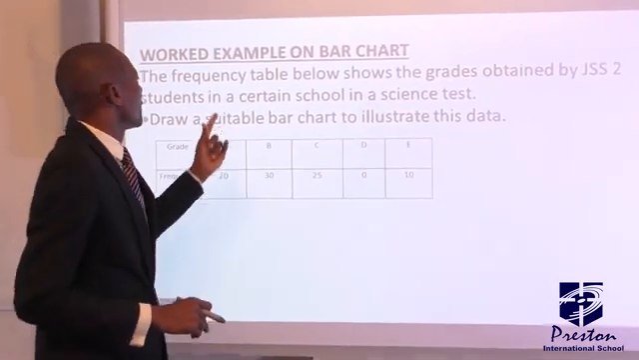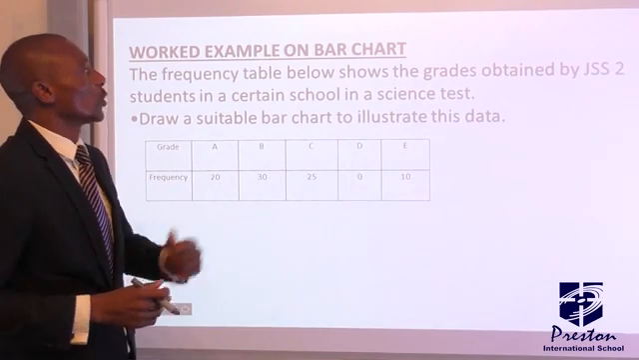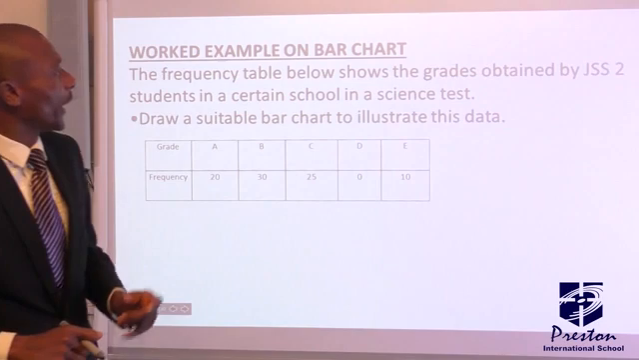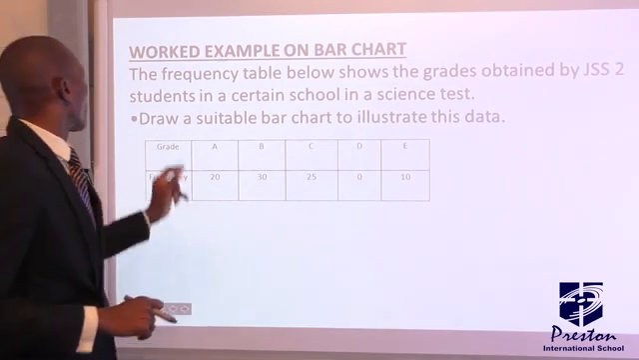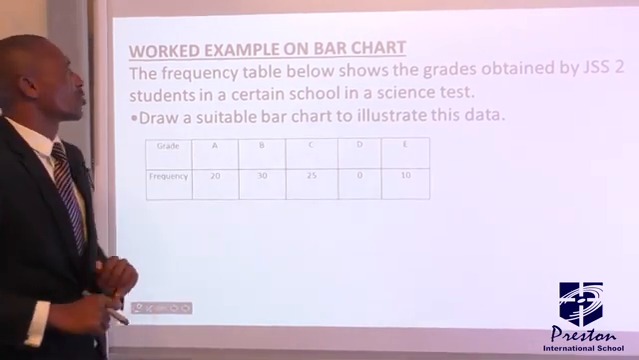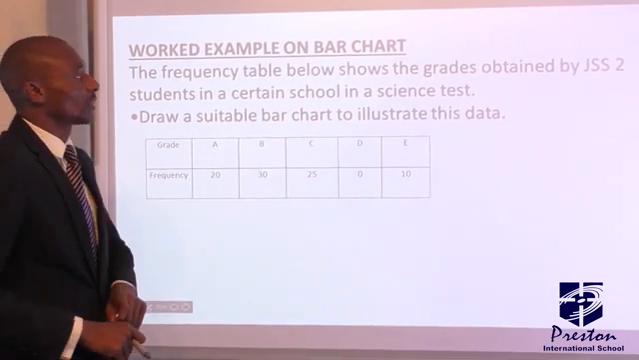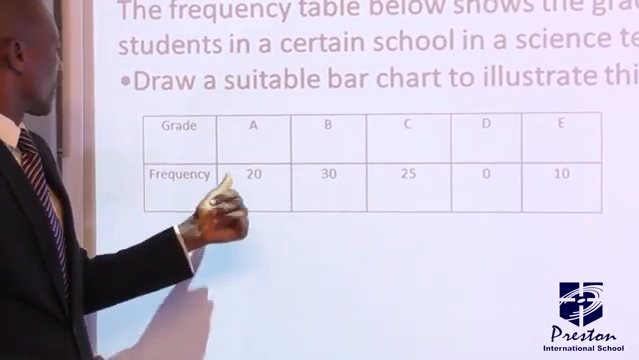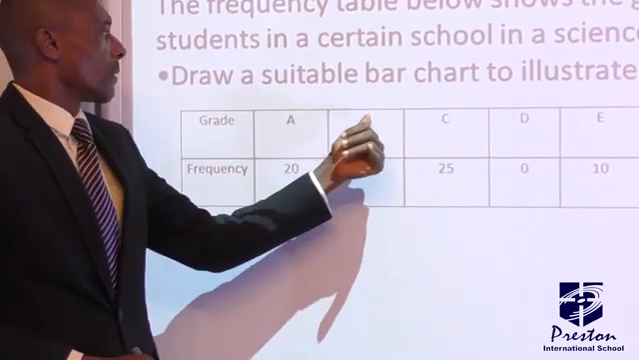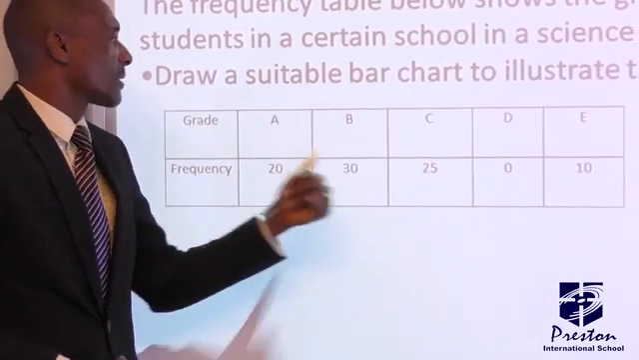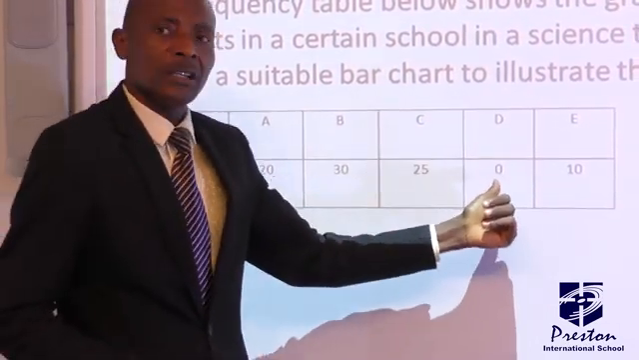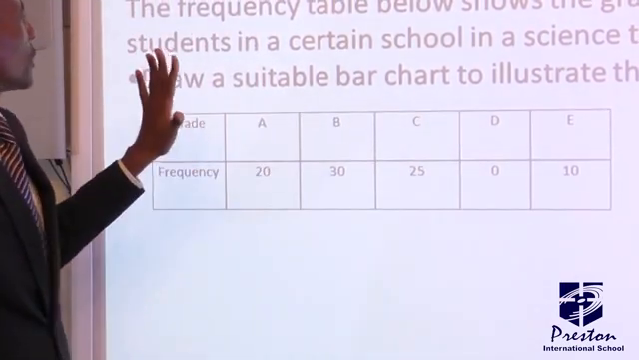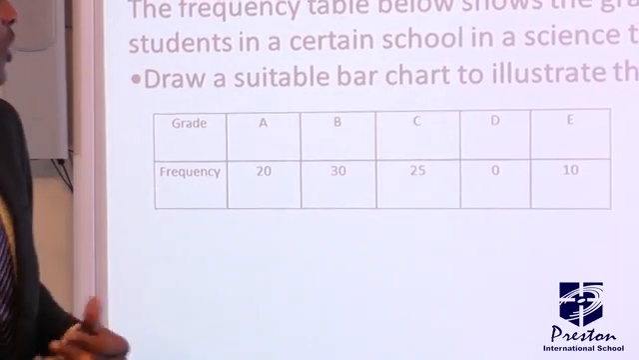Let's take an example. The example says, the frequency table below shows the grades obtained by JSS1 students in a certain school in a science test. The question says, draw a suitable bar chart to illustrate this data. From this table, people that got A in the science test, they are 20, that's the frequency. People that got B grade, 30, C, 25, D, 0, nobody got D, E, 10.